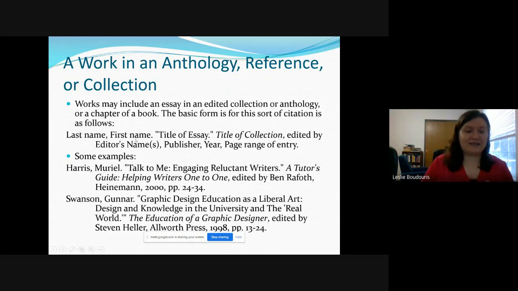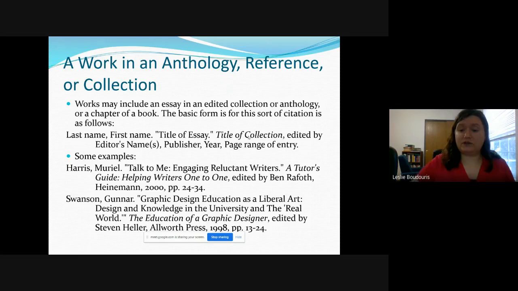So again, last name, first name, title of essay. So this would be the title of the chapter. I forgot what the new version of this chapter is called, but like recalling experience or whatever the new version of that is. I already forgot. But so you'd have recalling experience, title of collection or book. That's going to be your Bedford Guide, or the full title of that.